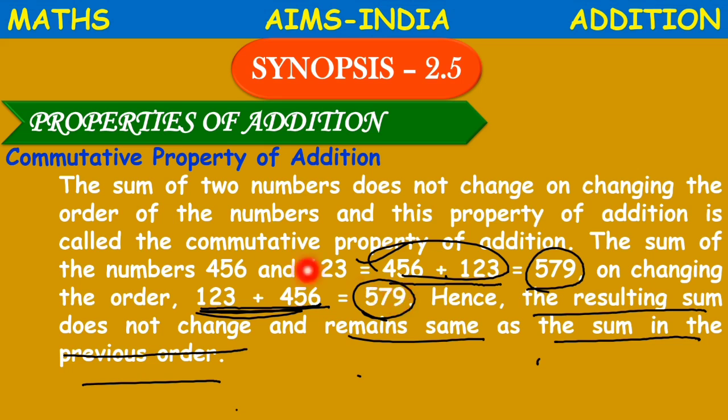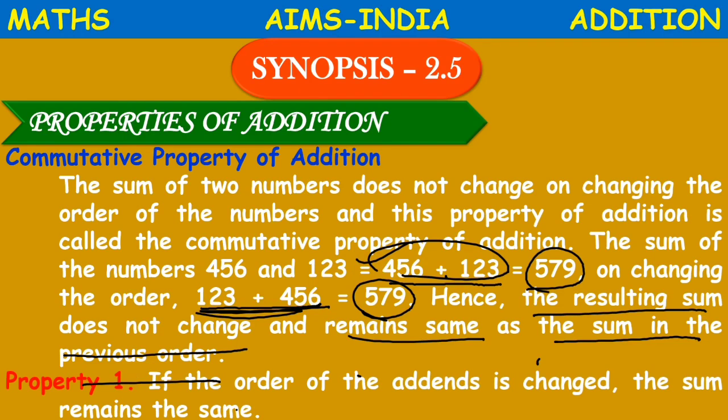Now what is this called? This is called the commutative property of addition. What does it say? The sum of two numbers does not change on changing the order of the numbers, and this property of addition is called the commutative property of addition. Clear students? I hope this was clear, right?